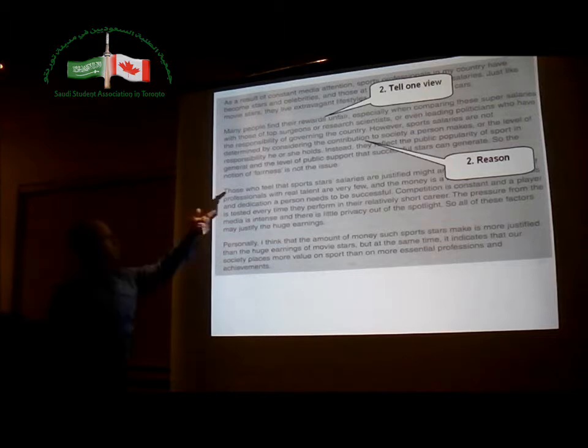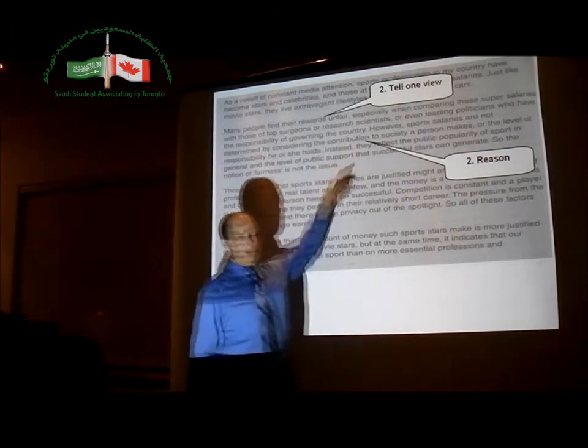Let's look at the next paragraph. Those who feel that sports stars' salaries are justified is telling the other view. The reason is that they need to be dedicated. It's difficult to be a professional sports star or Olympic athlete. Example: a player is tested every time they perform. Their career is very short. Here are some examples to show the dedication that they need. So now we can say this is a good, well-developed paragraph with progression.